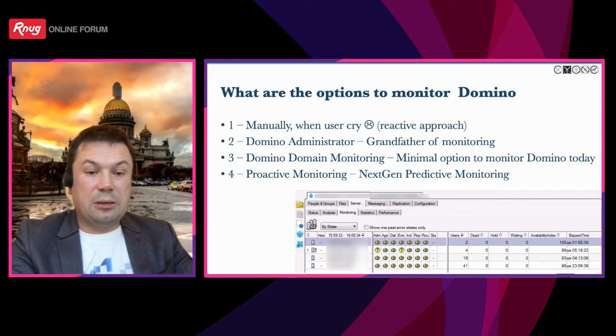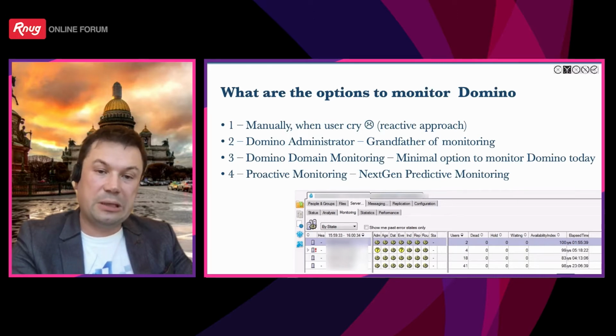What are the variants of monitoring and options to monitor Domino? The first one is the manual reactive approach, when the users are crying and they're registering tickets to the maintenance service. So it all goes to us.